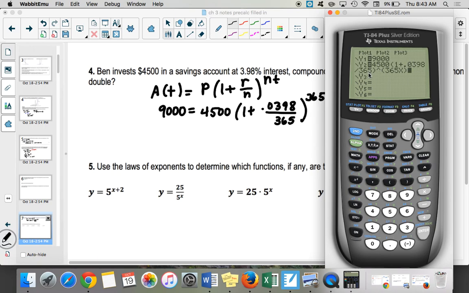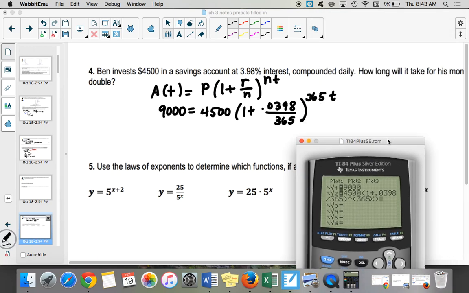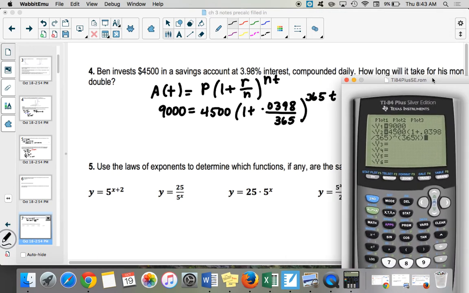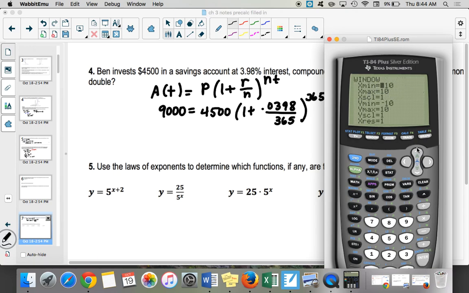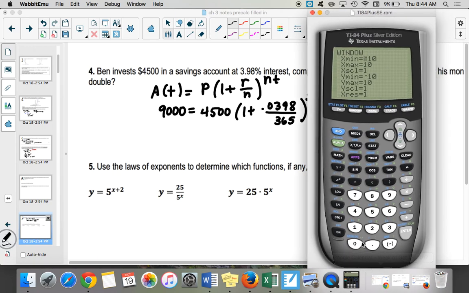But the only tricky thing is you would have to think about your window. Sometimes people like to subtract the 9,000 over, so that way they're looking at the x-axis only. But I would be thinking about what these units are. So t is the number of years it takes, or how long will it take for his investment to double. So t is probably not going to be 150 years. That would be very sad for Ben. So I would say you can make your window go from 0 to 50, I don't know.